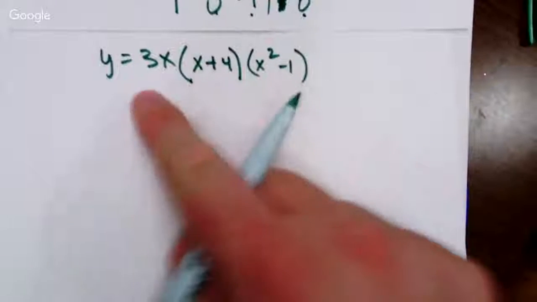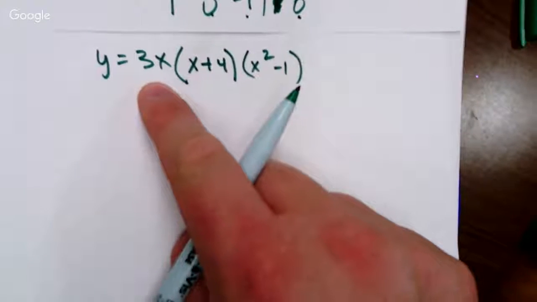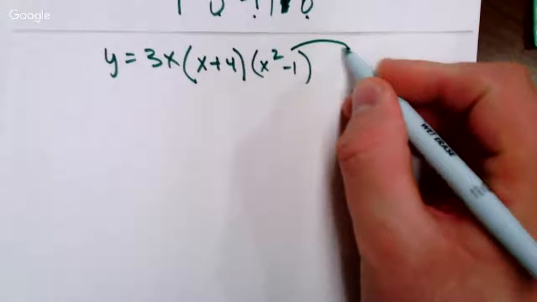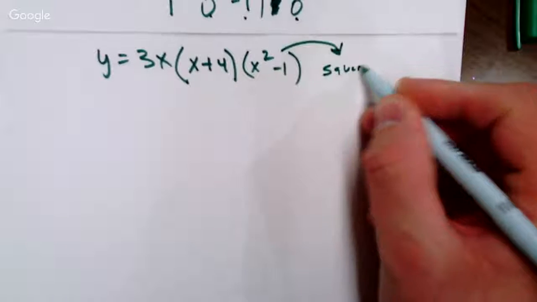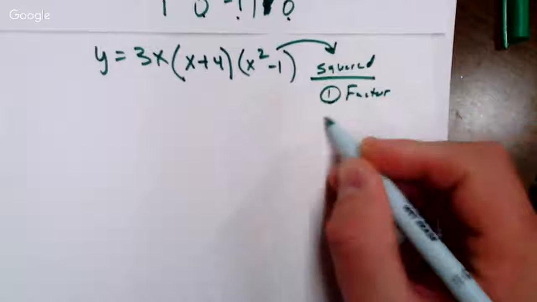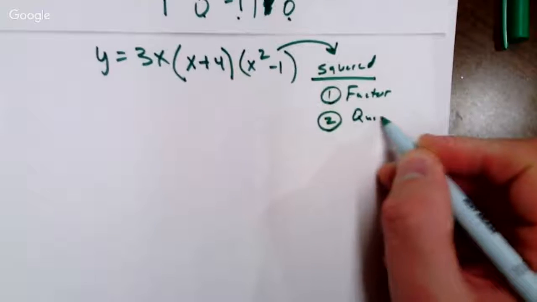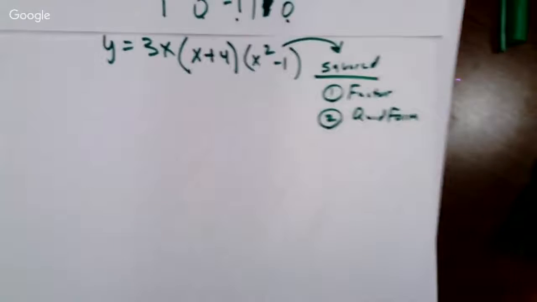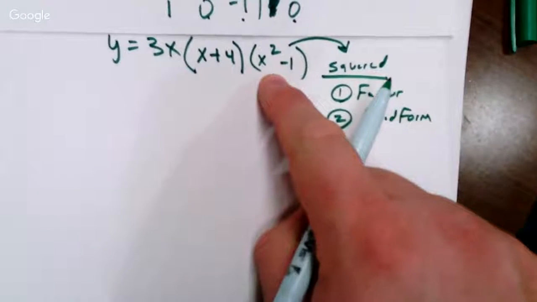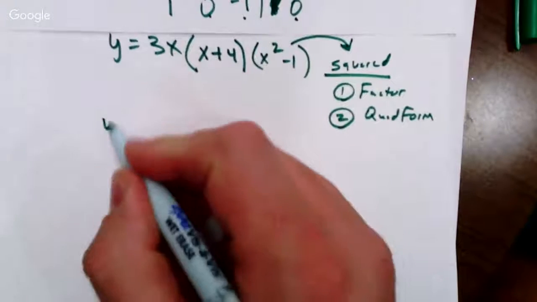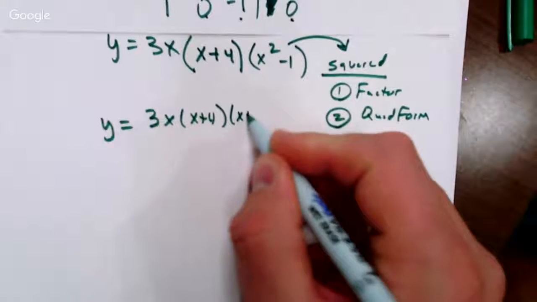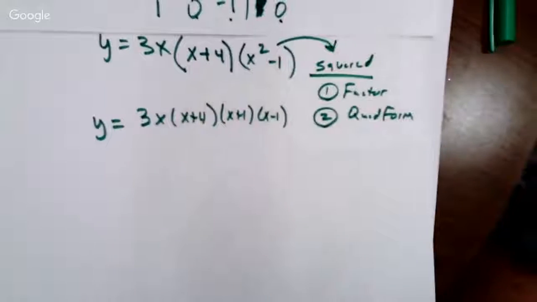Let's finish it up, though. So now we've got what we took out in common, found our first factor. Now that we got it down to a squared term, we go back to the previous unit. We could factor to finish it off, or we could use the quadratic formula. Which one do you think is easier? Well, let's see if it factors first. What does that factor to? Yeah, plus or minus 1. So 3x, x plus 4, x plus 1, x minus 1.